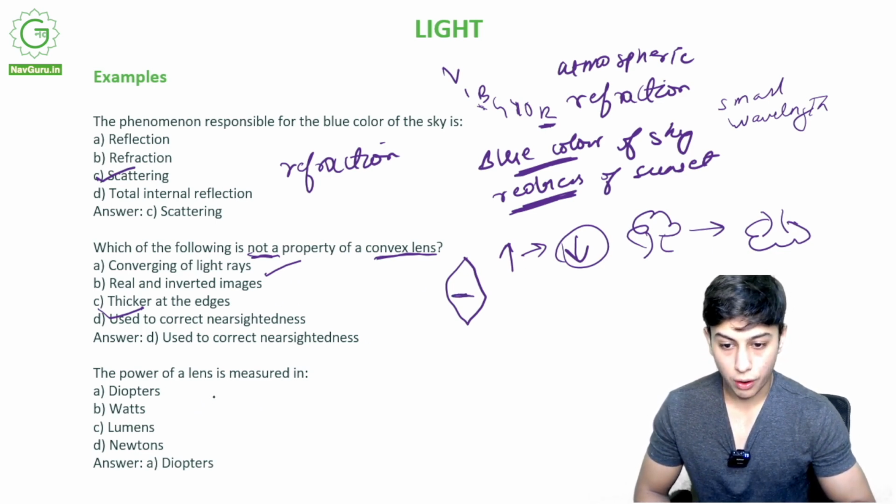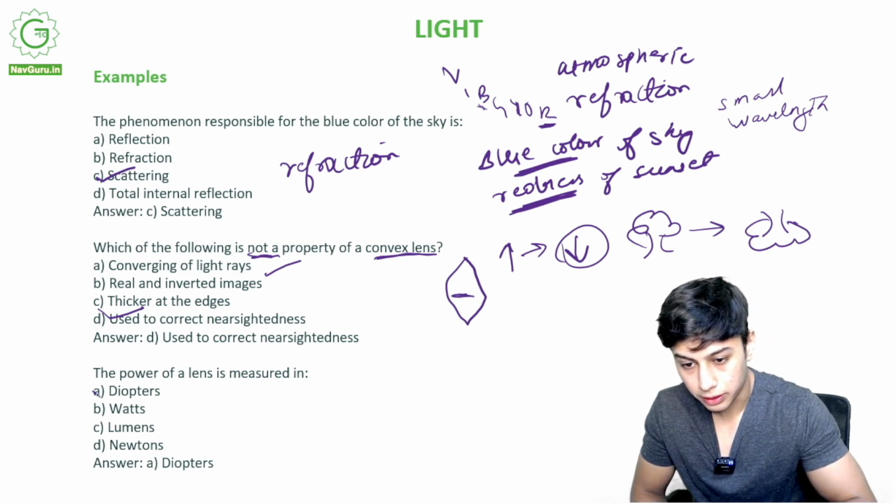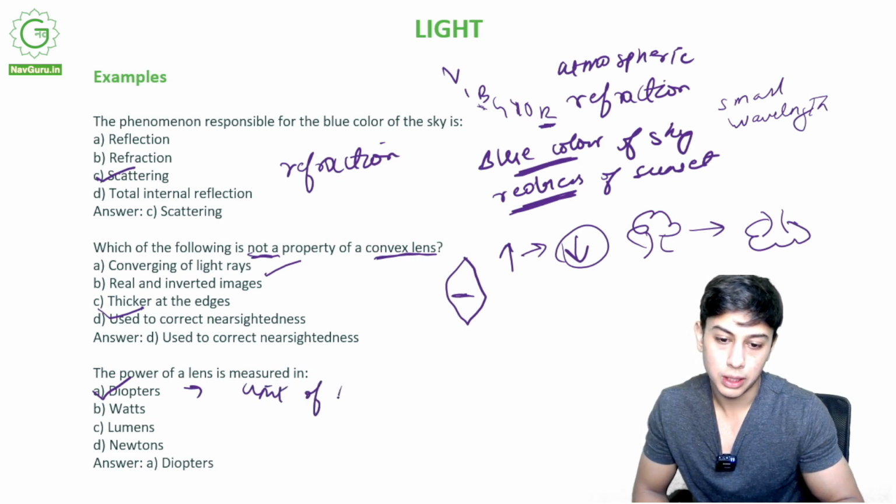The power of a lens is measured in diopters. This is the unit of power.